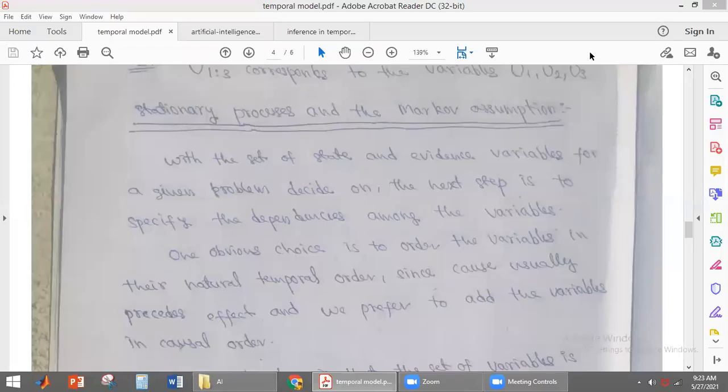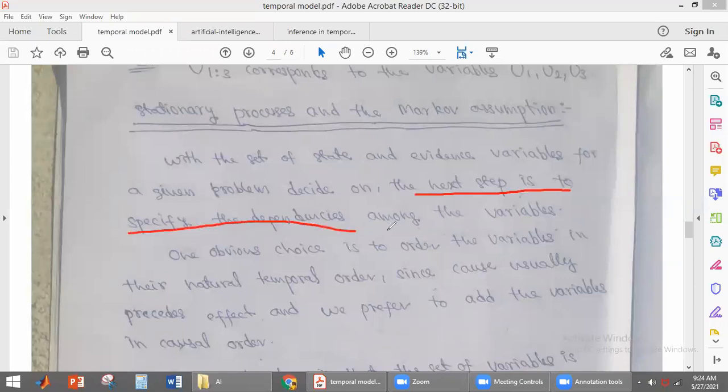We are discussing the stationary process and Markov assumption here, students. We have discussed that there is a set of state variables and observed variables for any given problem. The next step is to specify the dependency among the variables. So we have to obtain the dependency among the variables, and that we are going to discuss in this stationary process.